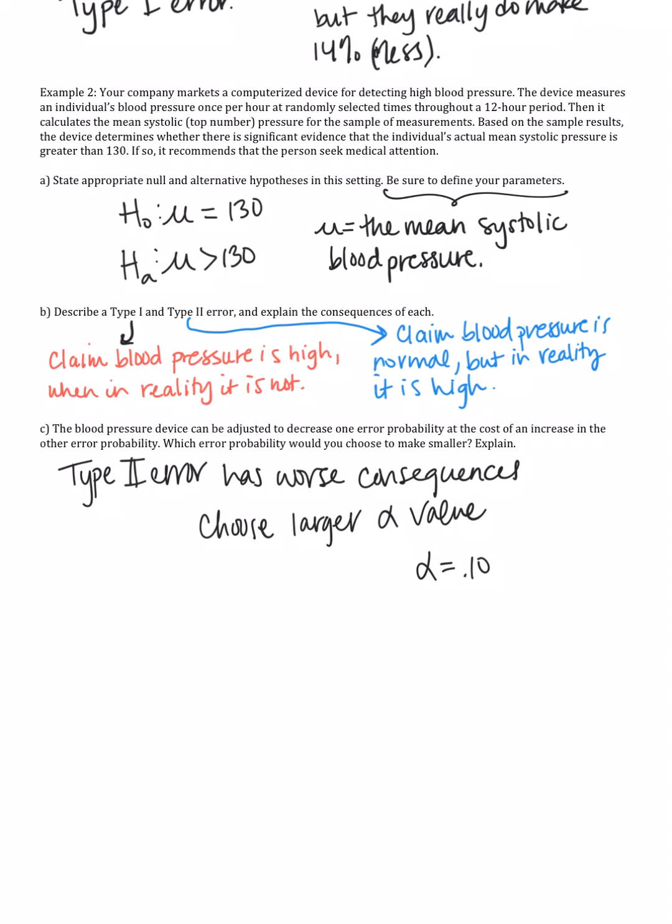So for today's lesson, remember the definition of a type 1 and a type 2 error. That type 1 error is denoted by alpha, and we can control that, and type 2 is denoted by beta. They have an inverse relationship.